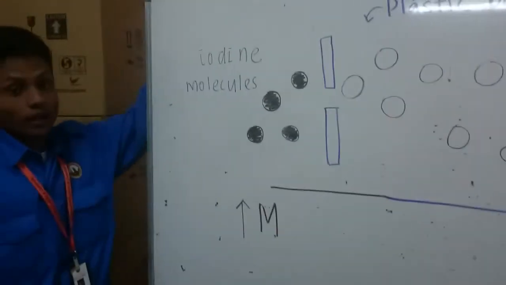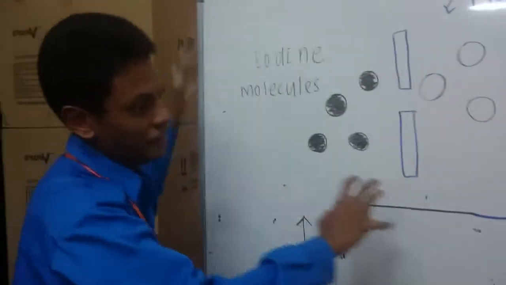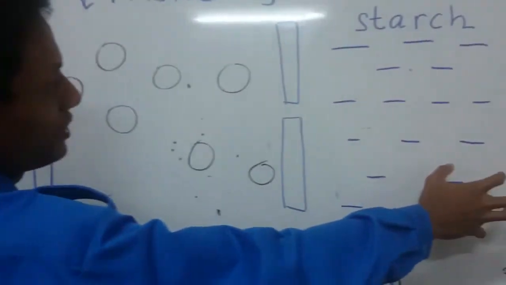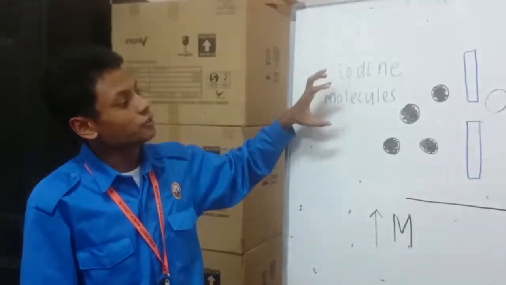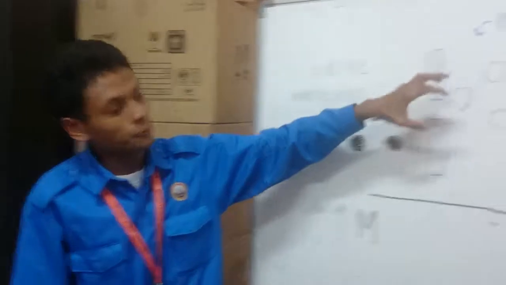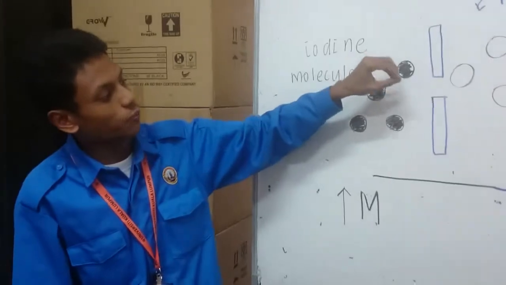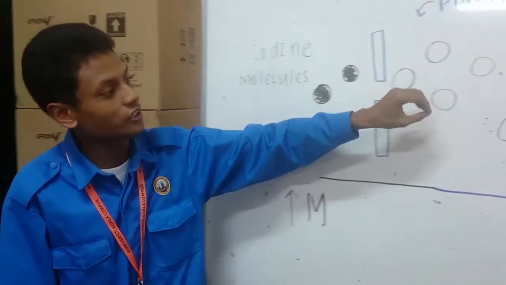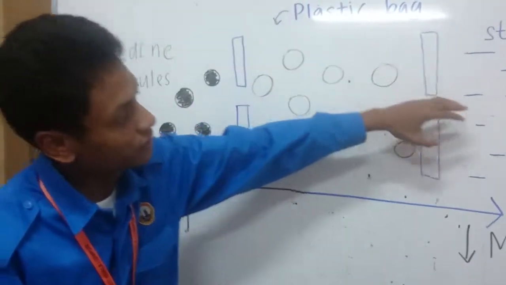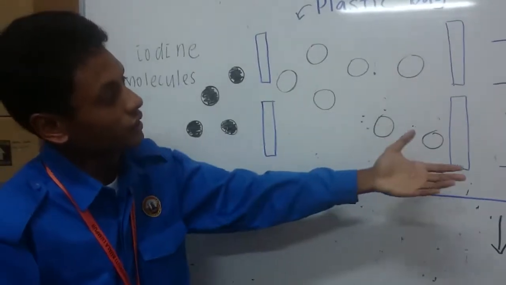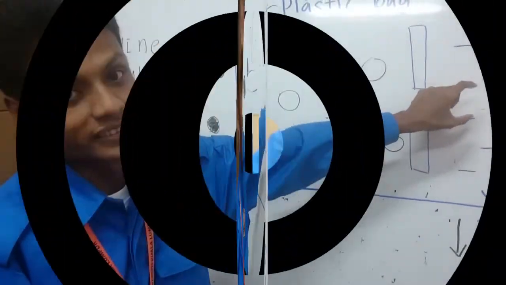So, this is the iodine molecules, and this is the starch solution in a plastic bag. From the higher concentration, the iodine molecules will propagate into the plastic bag. The iodine molecules are small enough to squeeze through the gaps, so they can enter the starch solution and will turn the starch solution from cloudy to a dark blue color.